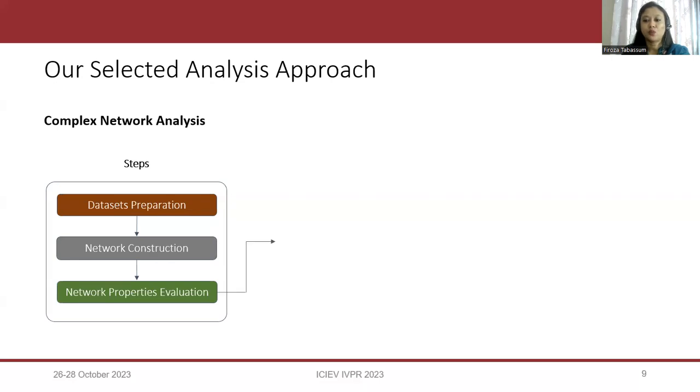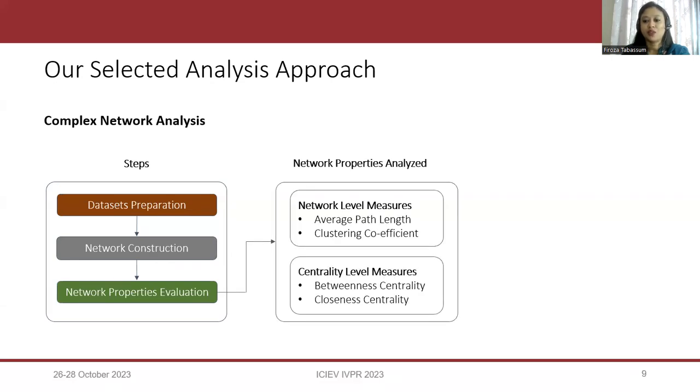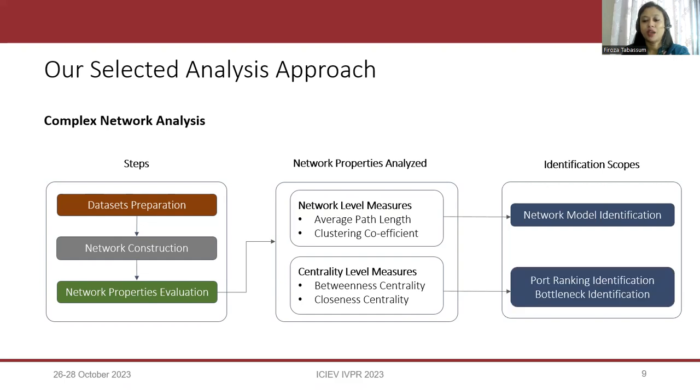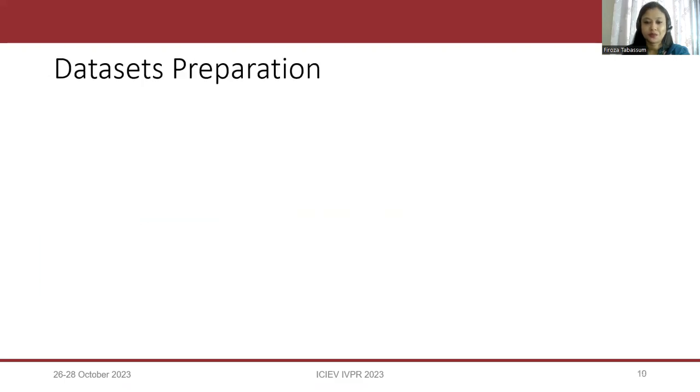We have considered both network level and centrality level measures of complex network analysis. Two network level properties, average path length and clustering coefficient, have been evaluated to identify the network model of BIWN, and two centrality level properties, betweenness centrality and closeness centrality, have been evaluated to identify port ranking and bottleneck of the network.